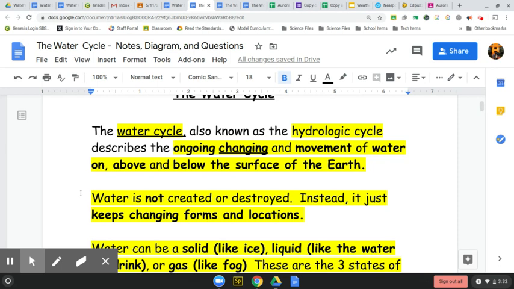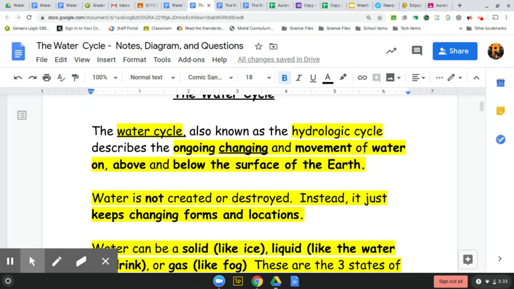One thing to keep in mind, the second little note here where my mouse pointer is, is that water is not created or destroyed. We don't make water, we don't destroy water. Instead, it just keeps changing forms and locations. So basically, we've had the same amount of water on this planet since the beginning of time. There's no more and no less, it just changes forms. And for humans, we need it in that liquid form. So there might not always be the same amount of liquid water, but overall, the same amount of water has always been here.